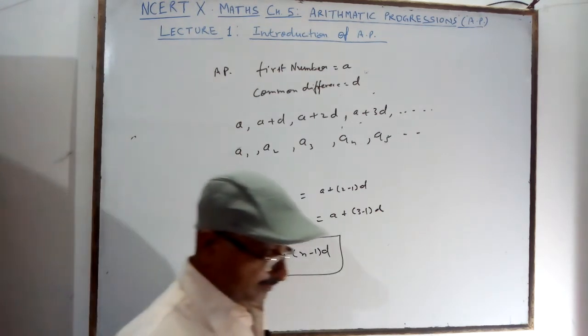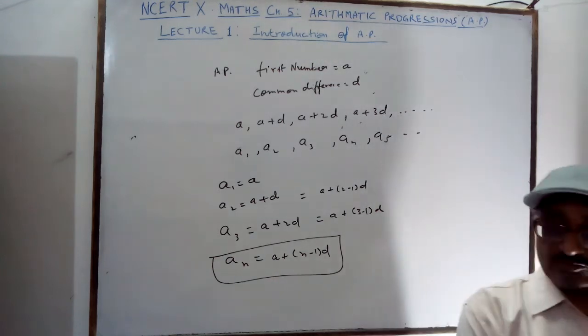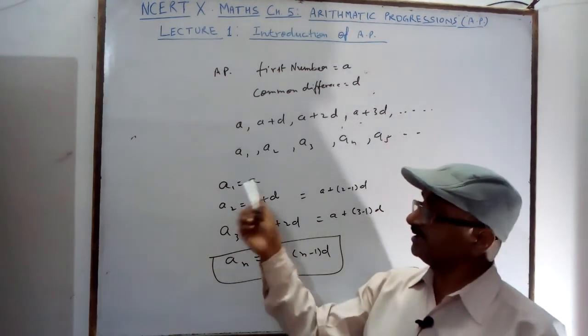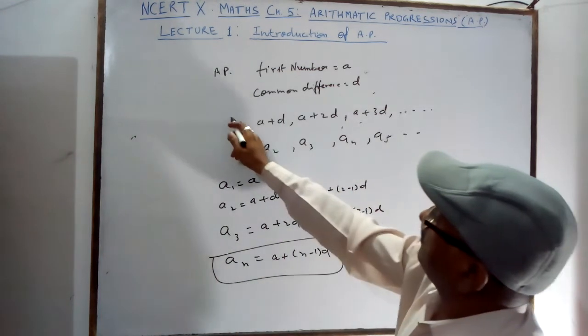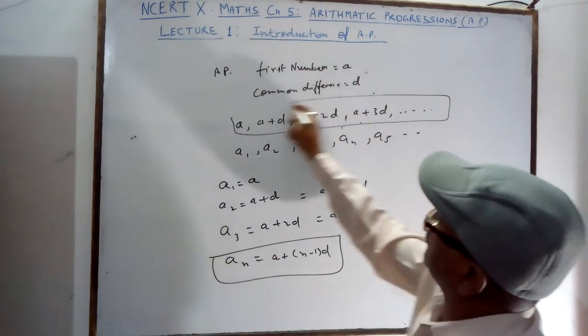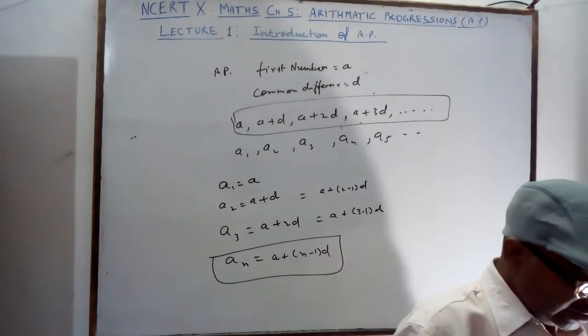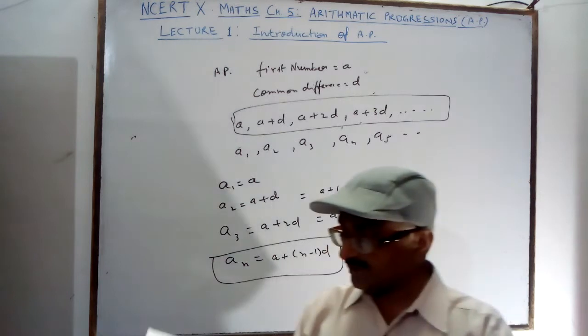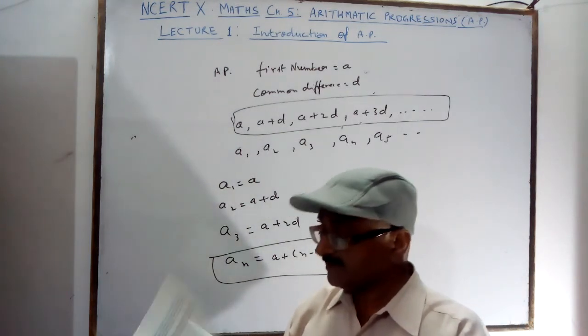If you want to find the nth term of the AP, you get the first term, the second term, the third term, and by the general form you get it. This is called the general form of the AP. The definition is given in the NCERT book, page number 95, which you can see.